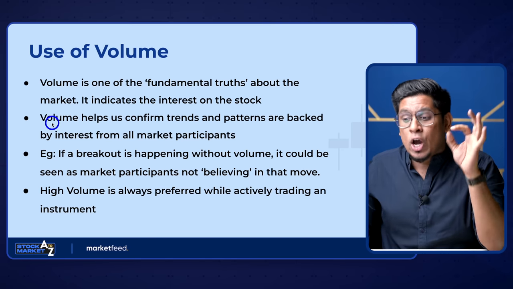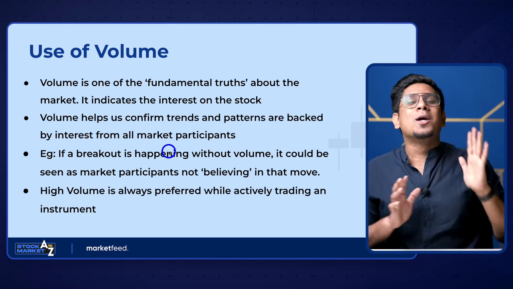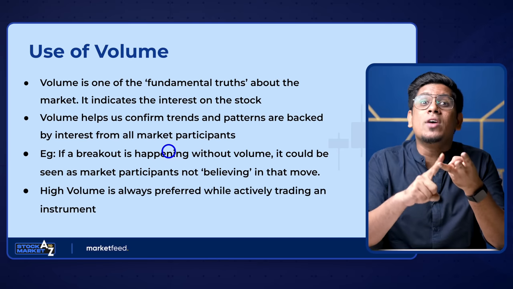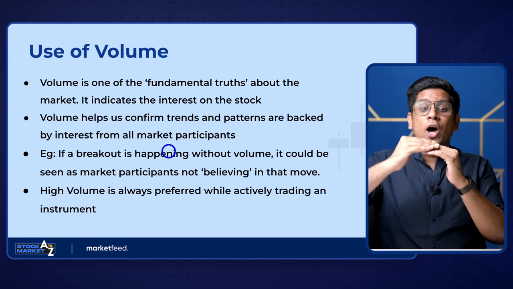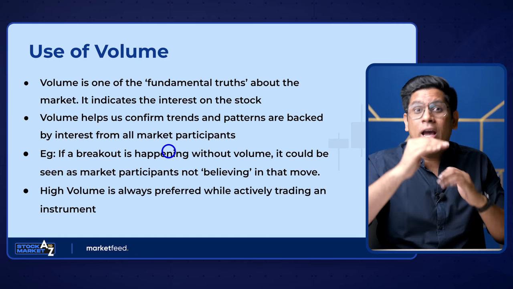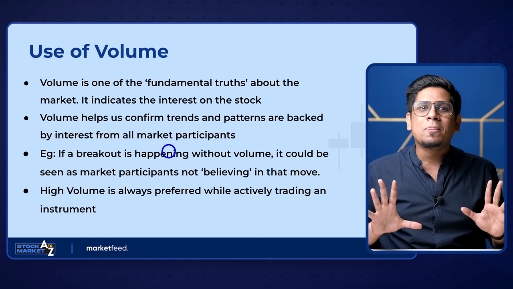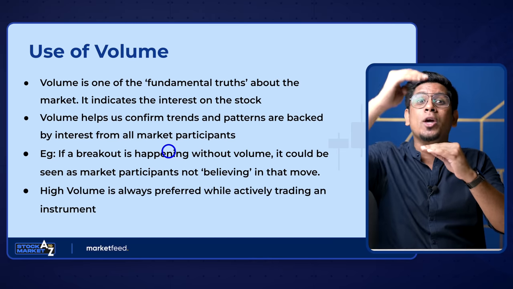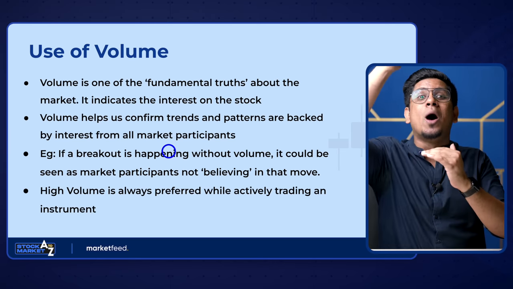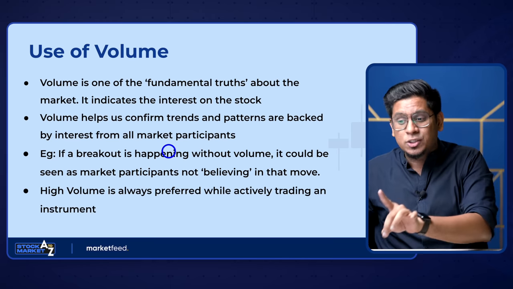Correct. So the second point here is, volume helps us confirm that trends and patterns are backed by interest from market participants. When we learned about trend analysis, support and resistance, and even candlestick analysis, we spoke about this. A huge green candle indicates that there is a lot of buying happening there. What if along with that huge green candle, there is huge volume also? What is the story? It indicates that it is not just that the price is moving up, a lot of people are also taking part, which means a lot of people believe that the price should move up, which indicates a super good established up move. That is the story we are telling here.